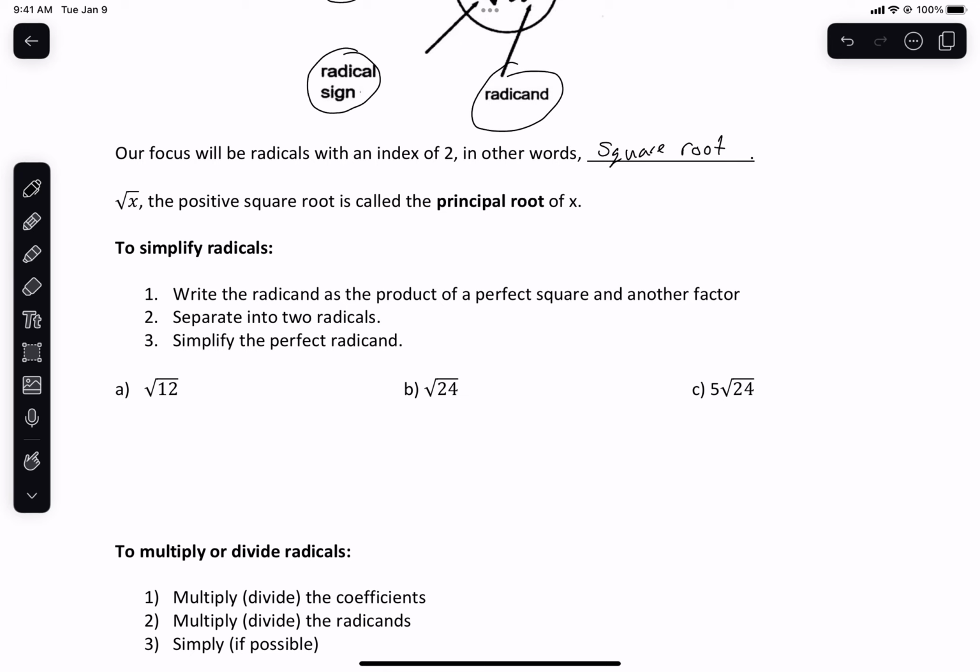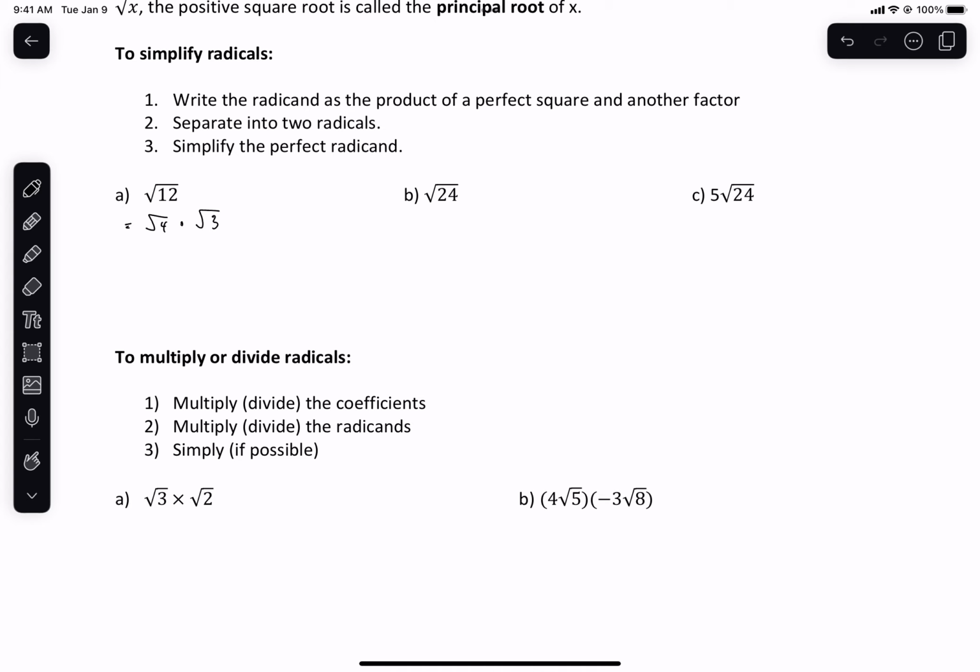Owen? 4 and 3. Okay, 4 and 3 multiply to 12. Everyone agree? Now if I do the square root of 4 multiplied by the square root of 3, that is square root 12. So I can write square root of 4 multiplied by the square root of 3. What's the square root of 4? 2. So the answer is 2 root 3. How about that? That's kind of fun, isn't it?